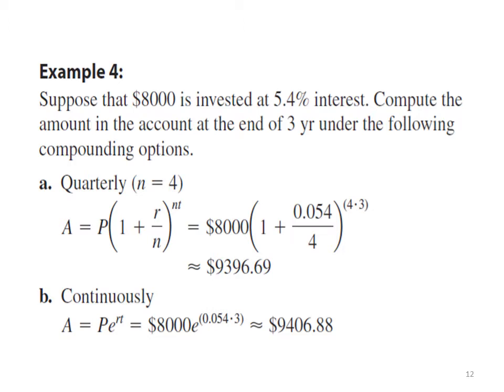Continuously, the formula for the future value A is P times e to the RT. This is 8,000 times e raised to the power 0.054 times 3. You need a calculator for that. All scientific calculators will have the function e, the exponential function. You can plug this in your calculator. You should get $9,406.88.